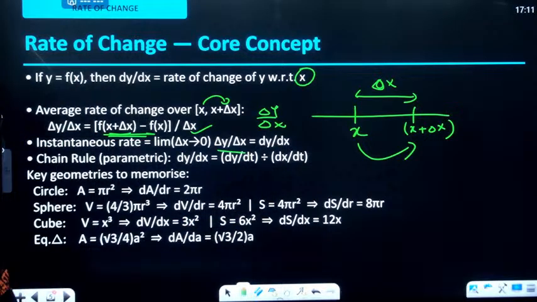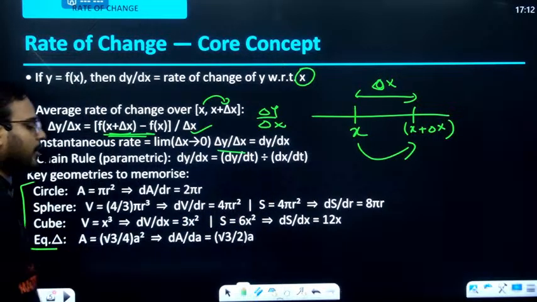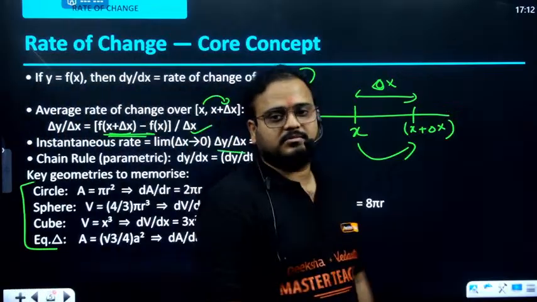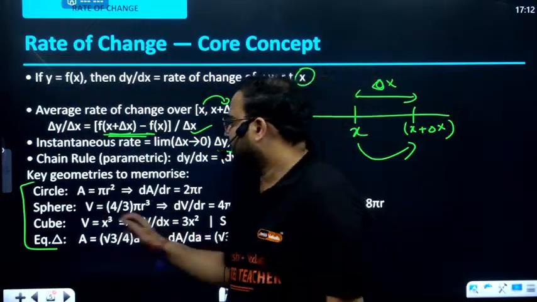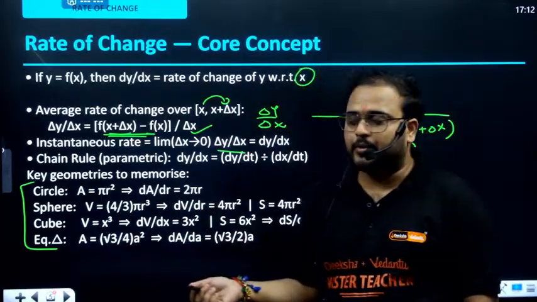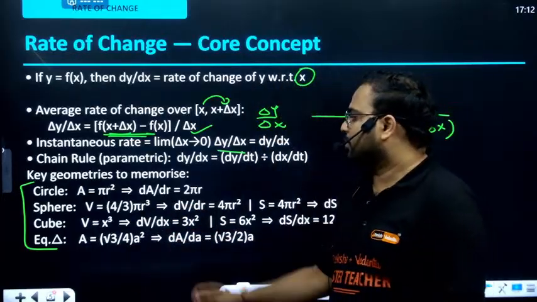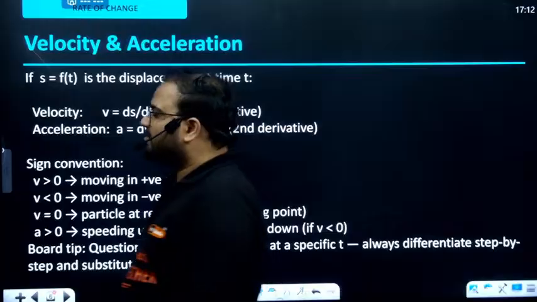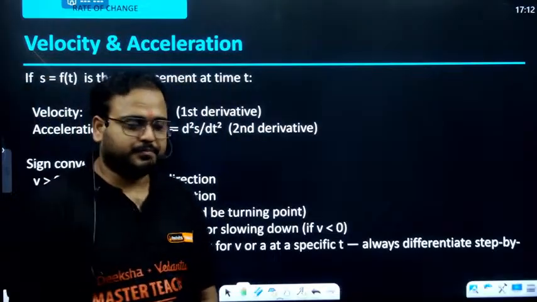Alright, guys. And some formulas, because 5 formulas are important. We're going to use all these formulas. Area of circle, sphere's volume, sphere's surface area is also there, 4 pi r square, cube's volume, equation of a triangle, equilateral triangle. All of this is useful.